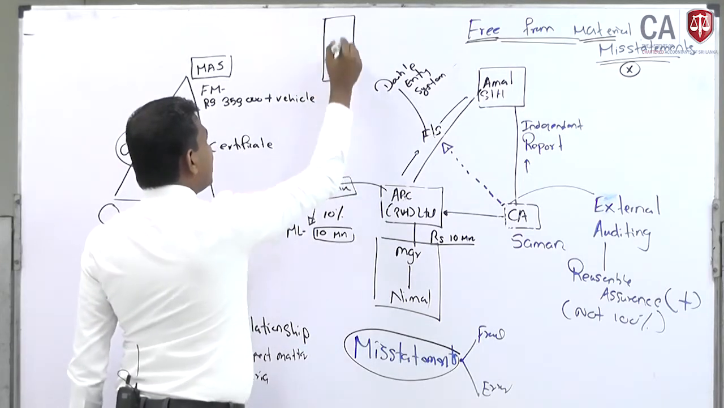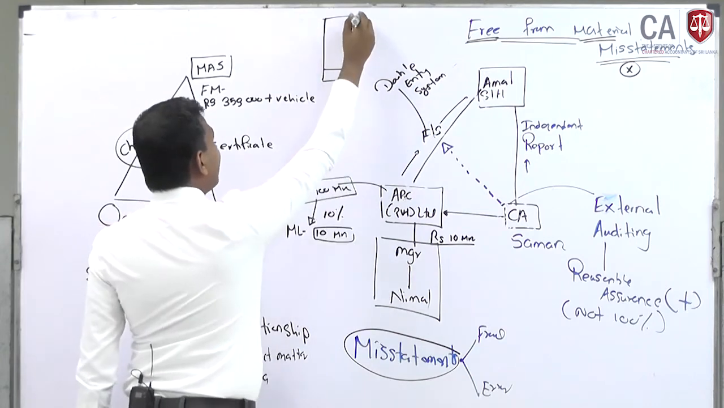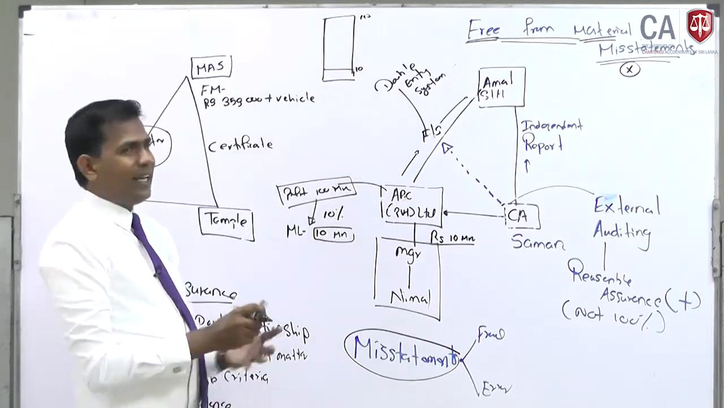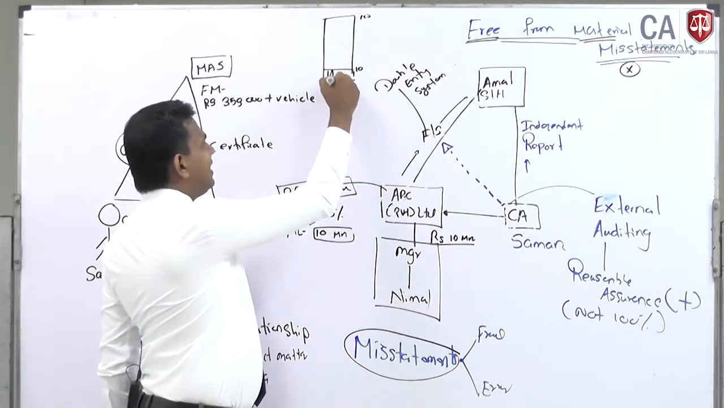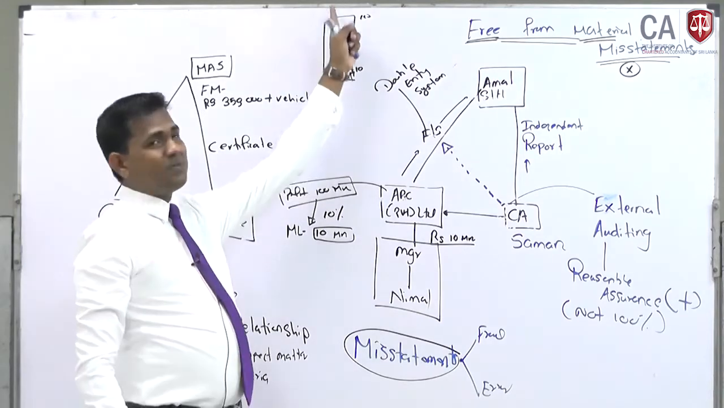Right? So we'll say that for a company with about 10 up to 100 million in profit, anything below 10 we say is not material. This is not material for you. So above 10 it is material.